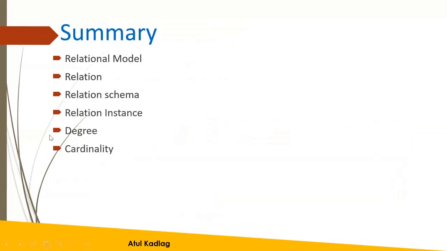So this is all about this. We just understood the relational model, relation schema, relation instance, degree and cardinality. This is a summary of what we have seen.